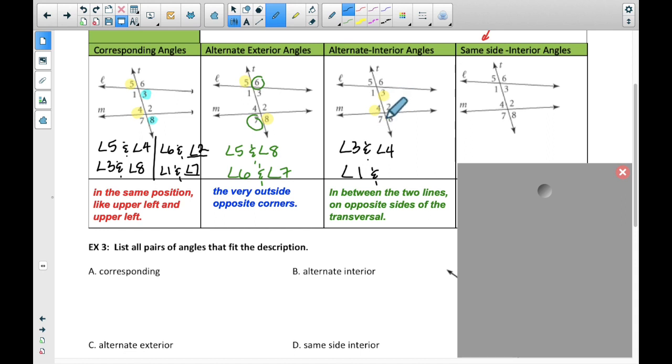So I wrote down angle 3 and angle 4. Those are alternate interior. Okay, the other two are angle 1 and angle 2. Those are the other two alternate interior. They're inside. That's what interior means, inside. They're like inside the two lines there, but they're alternate. They go on different sides.